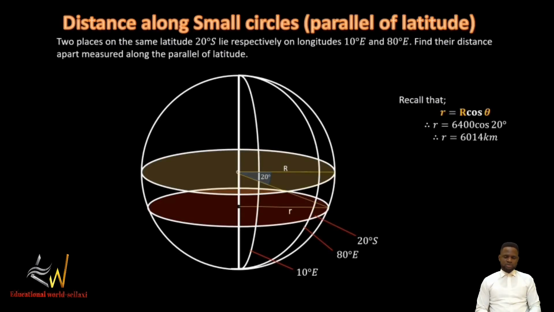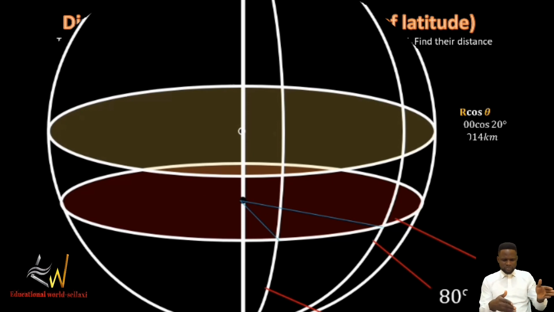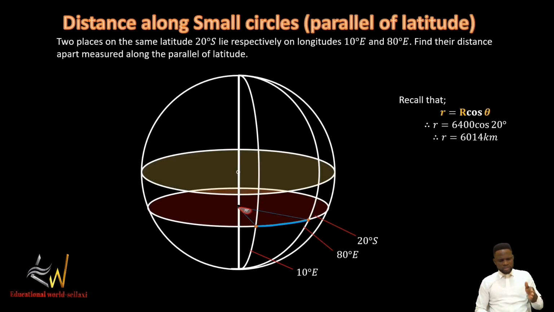Now from our relationship, the radius of that latitude is simply the radius of the earth multiplied by the cosine of the angle of the latitude, and with that, the value of that radius is 6,014 kilometers. When we consider those two positions, as you can see from the diagram, the angle between them is simply the difference in their longitude, which is 80 minus 10, so the angle between them is 70 degrees.